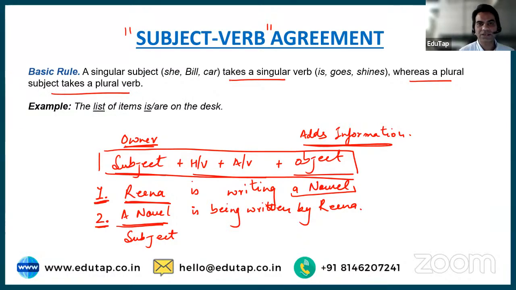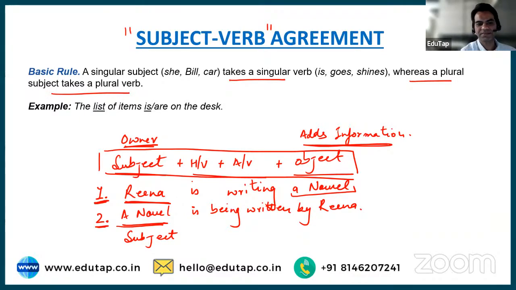So this is the topic, Subject-Verb Agreement. And what is the agreement that has been decided between the two? Now, there is a simple rule that you always need to remember for Subject-Verb Agreement. And the rule is given on the screen, which is a singular subject takes a singular verb, whereas a plural subject always takes a plural verb.